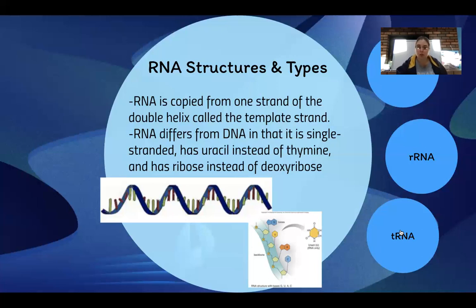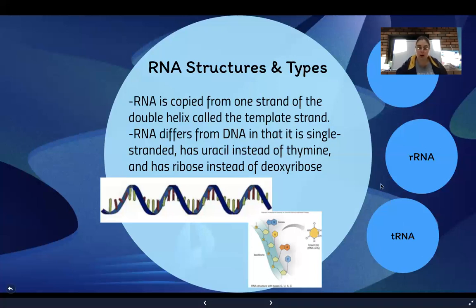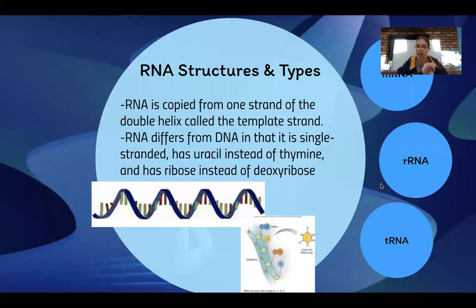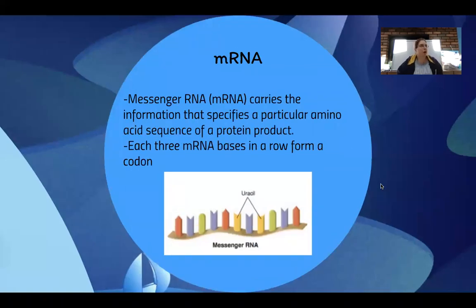Now let's talk about three main kinds of RNA used in protein synthesis. First one is called messenger RNA, or mRNA. This is what will actually carry the information from the gene in the DNA in order to be able to create the amino acid chain. So it stores the information for the particular amino acid sequence in order to build the protein.